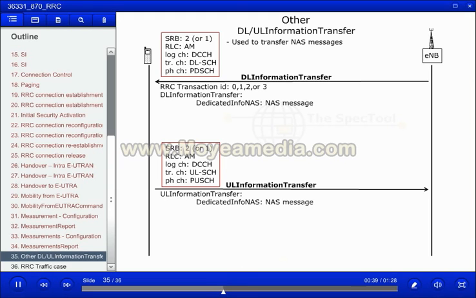The DL information transfer message includes an RRC transaction identifier together with the NAS message. By default, an RRC transaction identifier shall be included in all DL RRC messages on signaling radio bearer 1 and 2. The UL information transfer message only includes the NAS message. For UL RRC messages that are not a response to a DL RRC message, which is the case here, the RRC transaction identifier is not included.